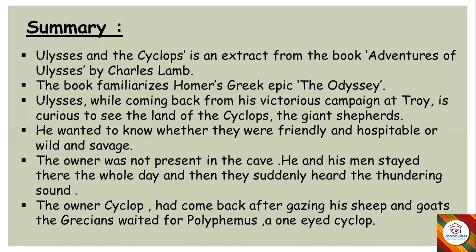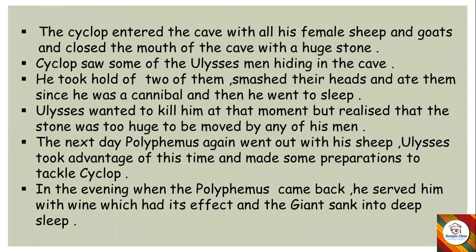So the Grecians, Ulysses and his men, hid themselves there and waited for a Cyclops by the name Polyphemus, who was a one-eyed Cyclops. He had only one eye and was the most dangerous one. They wanted to see him. So now they were waiting there. The Cyclops entered the cave with all his female sheep and goats, which were out for grazing, and closed the mouth of the cave with a huge stone.